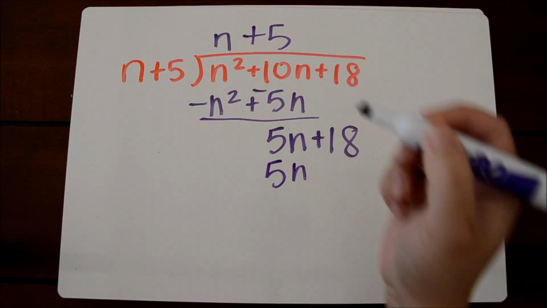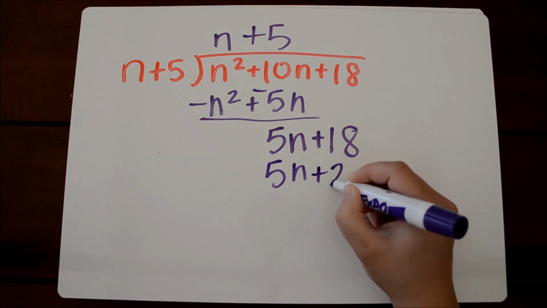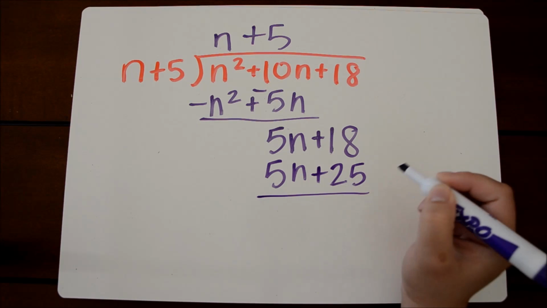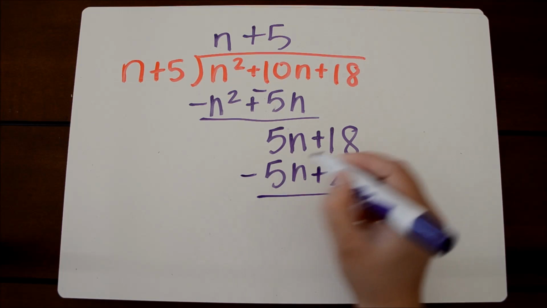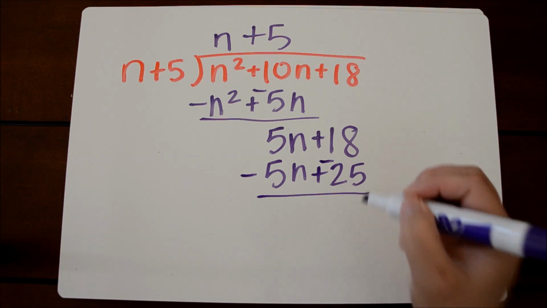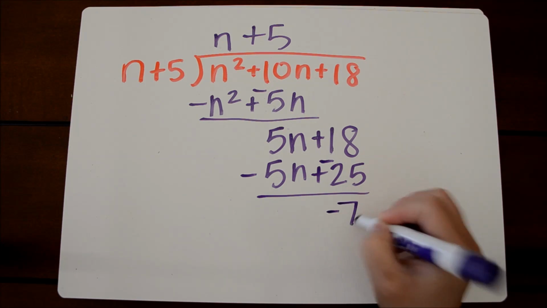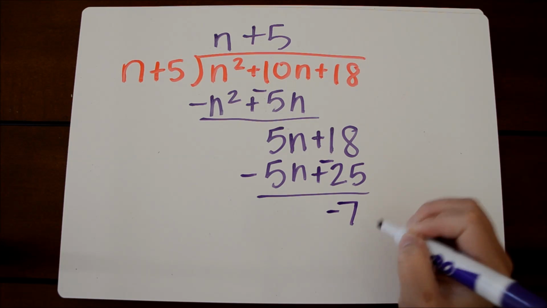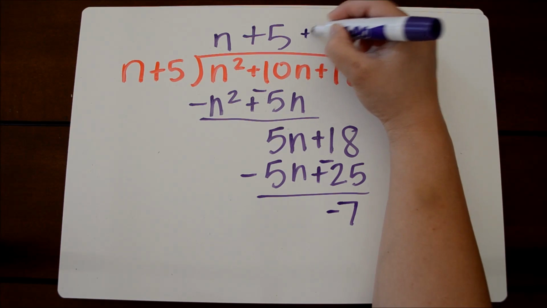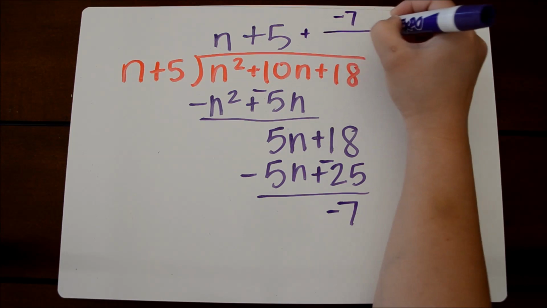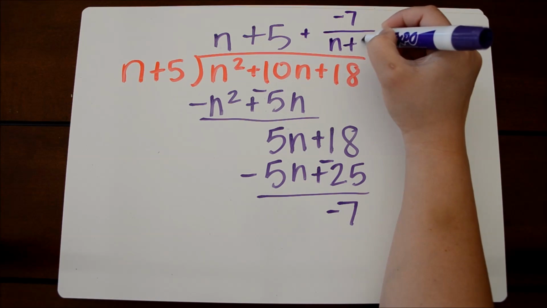5 times 5 is 25, and again we're going to subtract this expression, so we're going to have to change the signs on both terms. 5n minus 5n zeroes out, and 18 minus 25 is negative 7. So this is going to be our remainder. We're just going to say plus negative 7 over n plus 5.